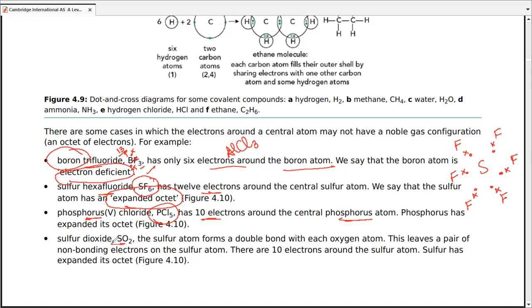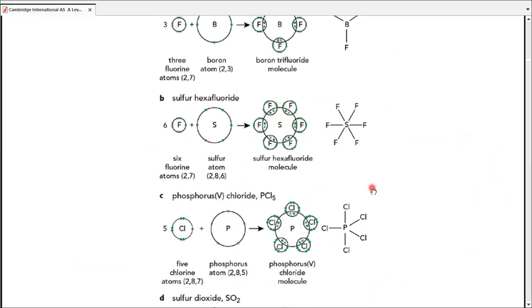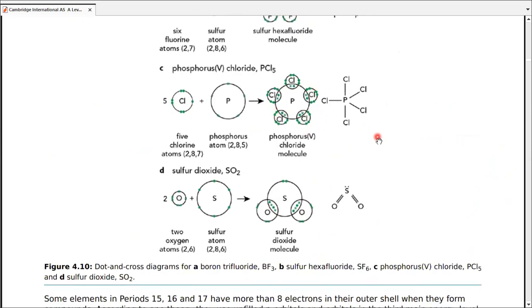Good. Sulfur dioxide. The sulfur atom forms a double bond with each oxygen atom. This leaves a pair of non-bonding electrons on the sulfur atom. There are 10 electrons around the sulfur atom. It looks something like this: a double bond with one oxygen, another double bond with another oxygen, and then a lone pair. Take a look. There are 10. Right? Again, an expanded octet. So boron trifluoride, sulfur hexafluoride, phosphorus pentachloride, and then sulfur dioxide.